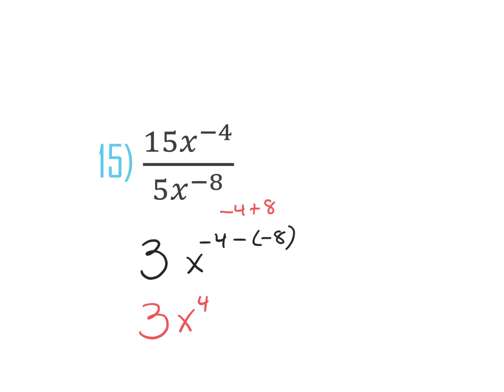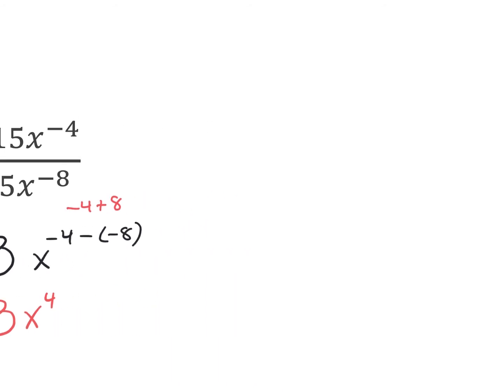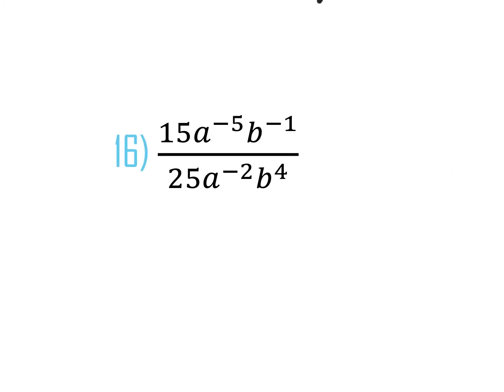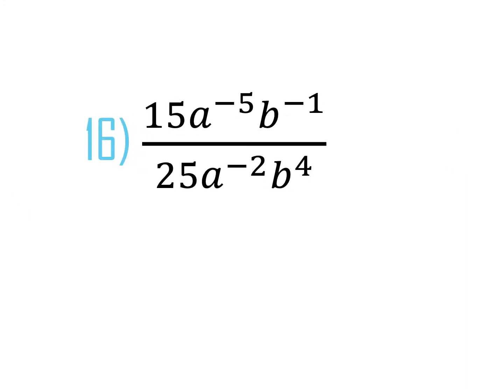If you'd rather flip the spaces and put the 8 in the top and the 4 in the bottom, we're still going to have to subtract in the end. So it's almost better just to subtract the powers as is. Number 16, same thing. I can simplify the coefficients, the 15 over 25. That's going to reduce to 3/5.